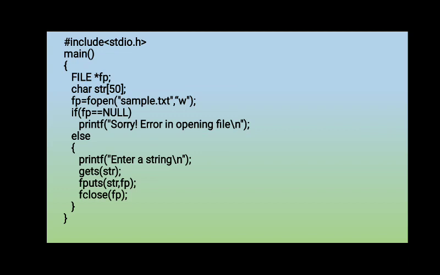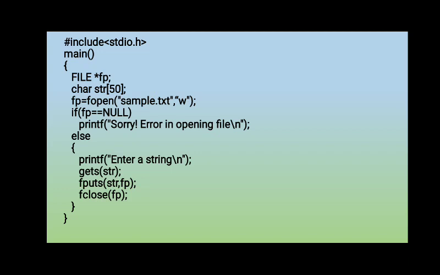So let's take an example. You have a file pointer fp, and you have the character array declared, str. You are opening the file sample.txt. Here again we are opening in the write mode because you're going to write content to the file. Again, you're checking for any error in opening the file. If not, we are reading a string into str. Whatever it is, say hello, and that is written into the file sample.txt by the function fputs.